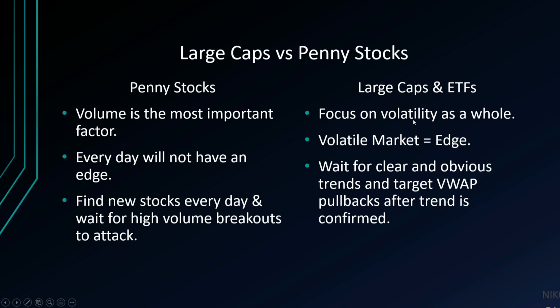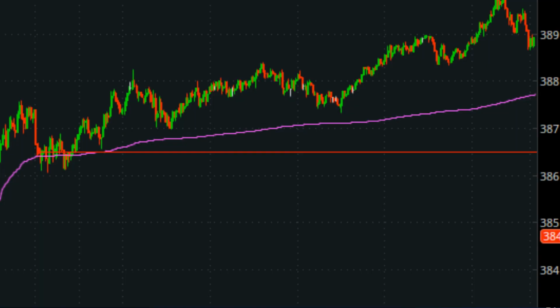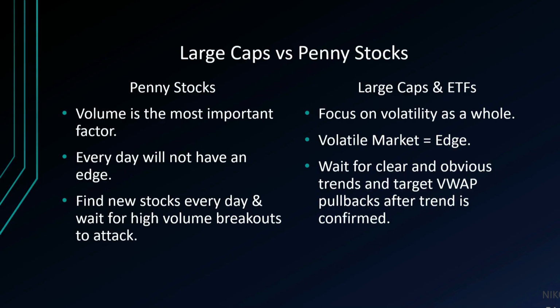If you're trading large caps and ETFs, you really want to focus on volatility as a whole. Some days will really just be amazing for attacking VWAP bounces, and a lot of the time the reason for that is because the broader market is performing really well and pushing up and holding VWAP really well, so you do want to watch the broader market if you're going to trade large caps or ETFs, obviously. And volatile markets usually can equal edge. You just have to wait for them as well.